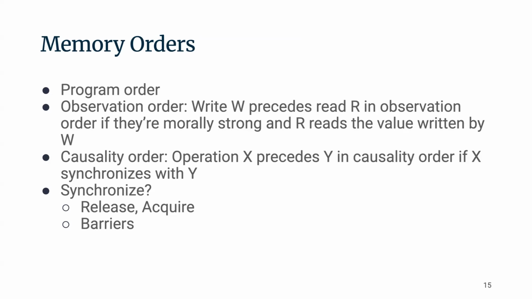Operation X precedes Y in causality order if X synchronizes with Y. What does that mean, synchronize? It means like a release, an acquire. These patterns synchronize with each other, and you can use barriers to synchronize. So these two operations are considered to be synchronizing. There's a lot more information about what exactly is synchronization. The fences get kind of involved in that too, but I decided to not talk about it here in detail. You can look at the PTX documentation to see more.